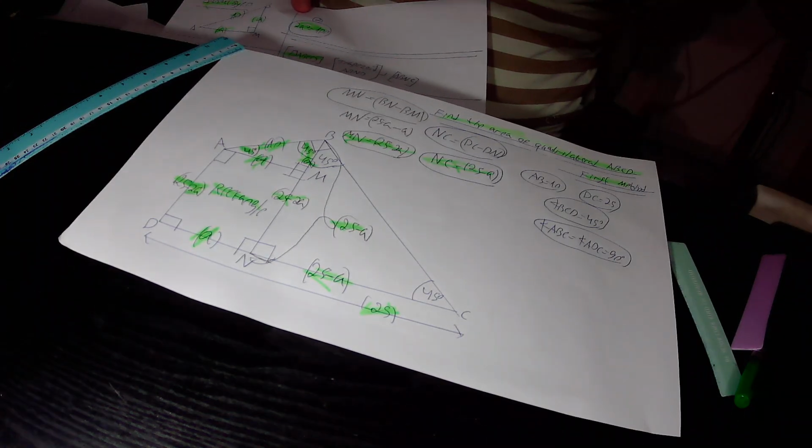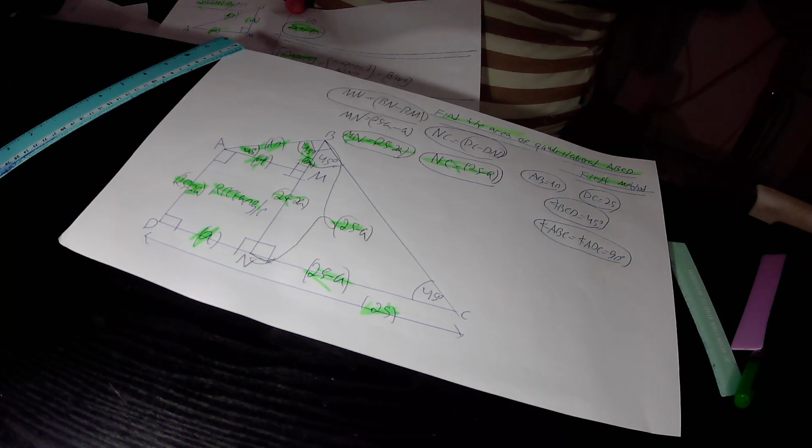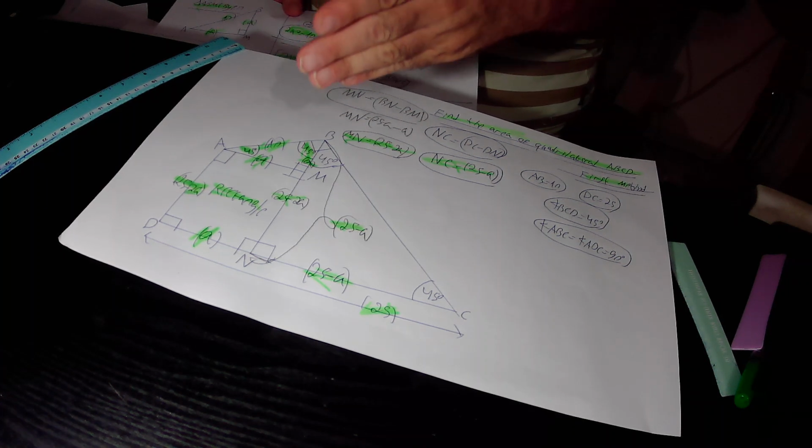We finished with the first method. In the next step, I will present how to find the area of this quadrangle ABCD according to the second method.